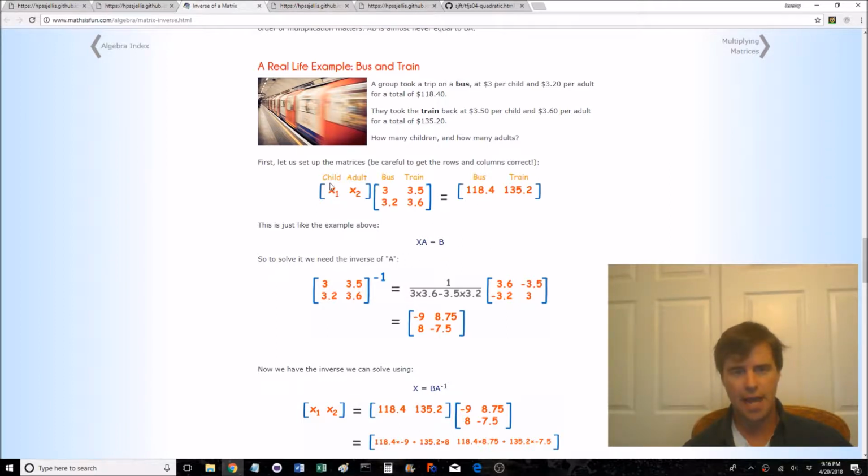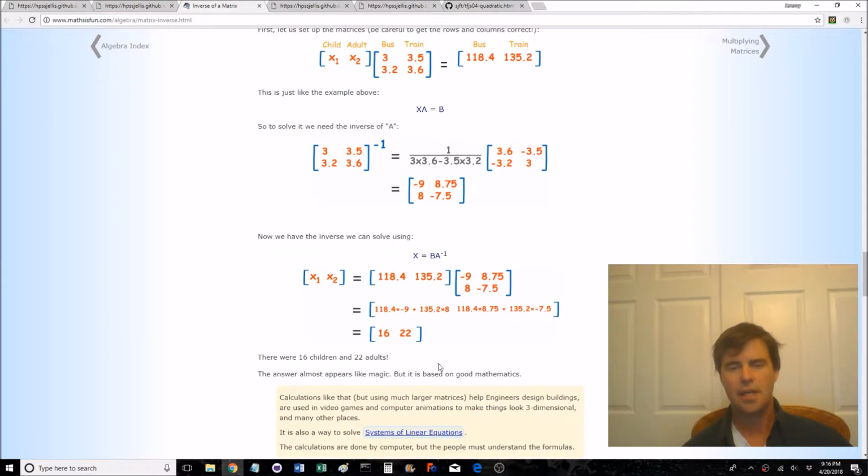Here's our equation: x, our unknown number, times the matrix A must equal the matrix B. Well, with regular algebra, to solve for x you would isolate x: B divided by A, which is B times A to the minus 1. To the minus 1 means the inverse, and here's the cool way to do inverses of matrices, and you get your answers: 16 children, 22 adults.